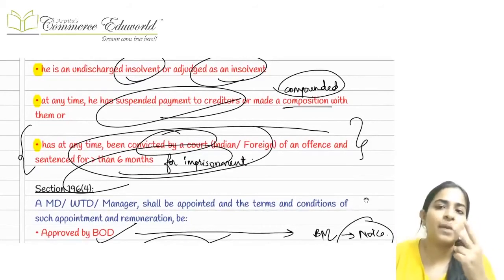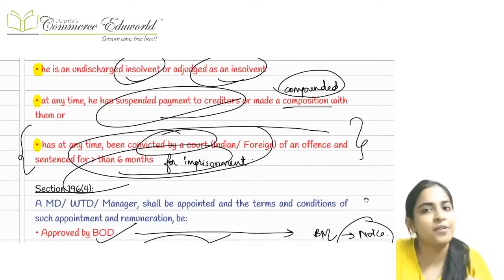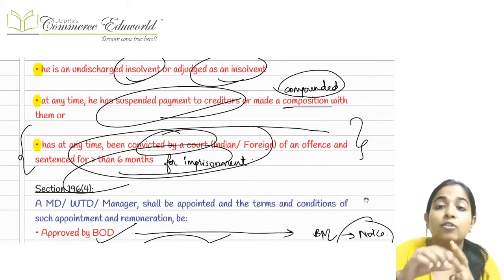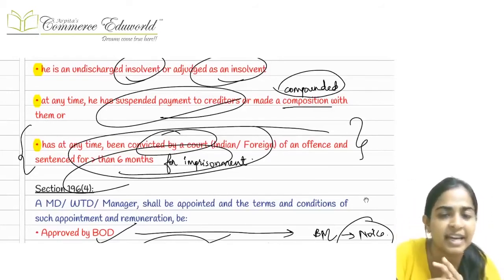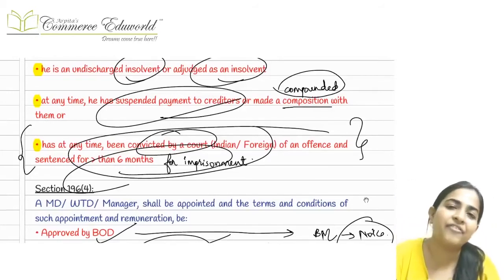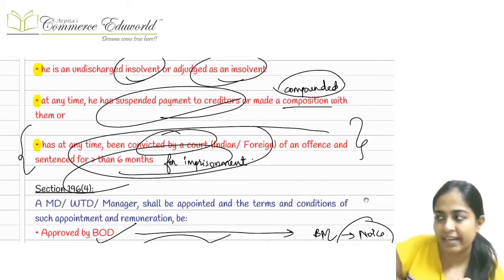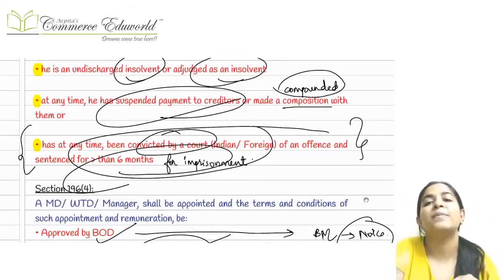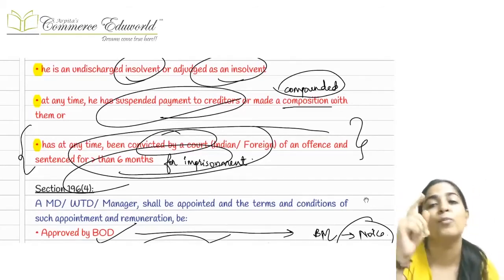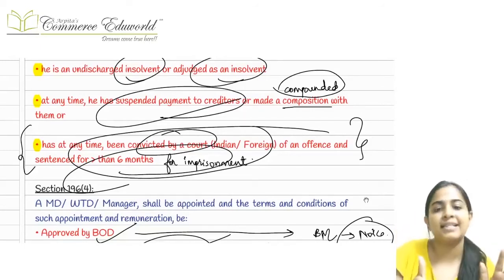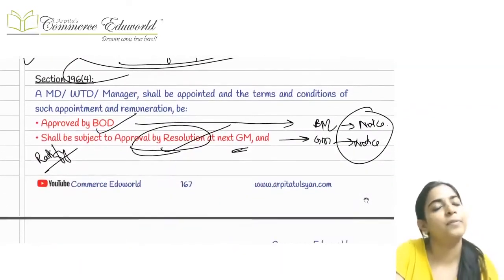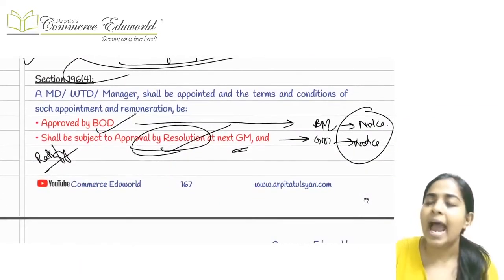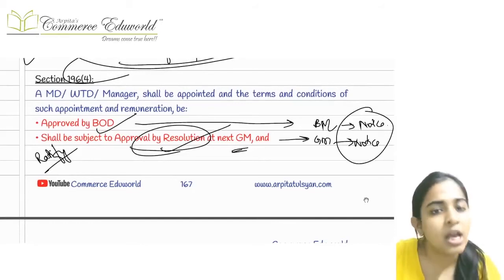Okay, second point of disqualification is if that particular person is an insolvent or is adjudged to be an insolvent. If this particular person has not made the payment to his creditors, he has suspended the payment to his creditors, he has compounded with his creditors, etc. And the last point, if he has been convicted by any court, be it an Indian court or a foreign court, and he has been sentenced to imprisonment for more than 6 months. If any one of the pointers is attracted here, then that particular person is disqualified for appointment and he cannot be appointed as a managerial person.